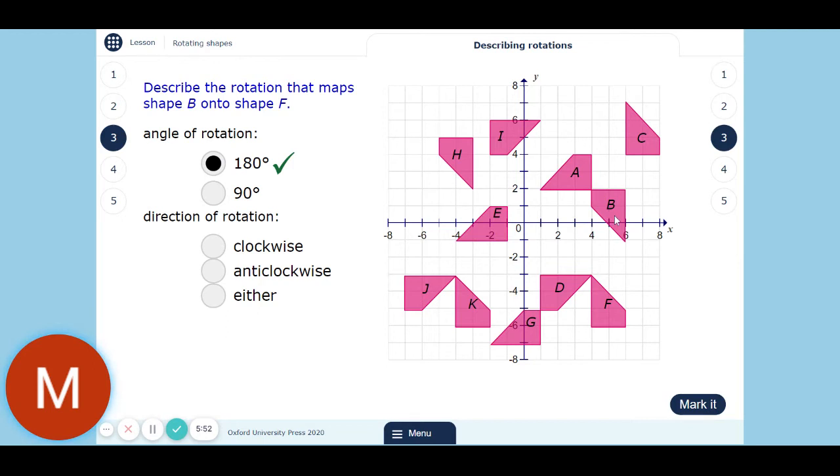And clockwise or anti-clockwise, well, 180 degrees, it doesn't matter. I'm going to say either, because if you go this way or if you go this way, it's the same thing, because 180 degrees is exactly halfway.